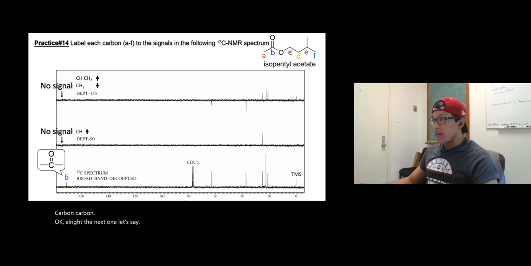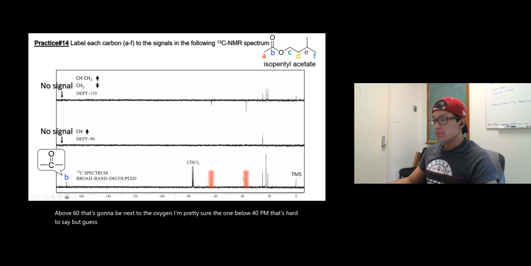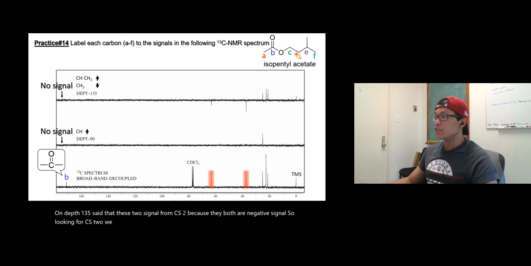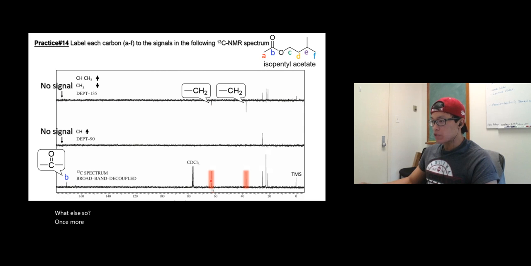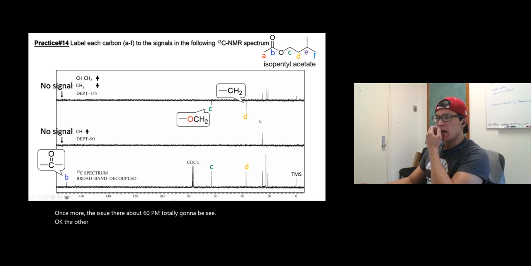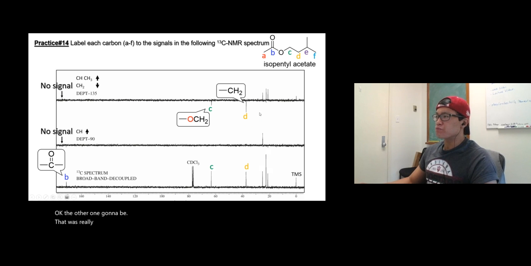All right, the next one. Above 60, that's going to be next to the oxygen, I'm pretty sure. The one below 40 ppm is hard to say. But guess what? On DEPT 135, these two signals are from CH2 because they are both negative signals. So looking for CH2, we have C and D. These two are just CH2. One is more deshielded, about 60 ppm, so totally going to be C. The other one is going to be D. DEPT is really helpful.